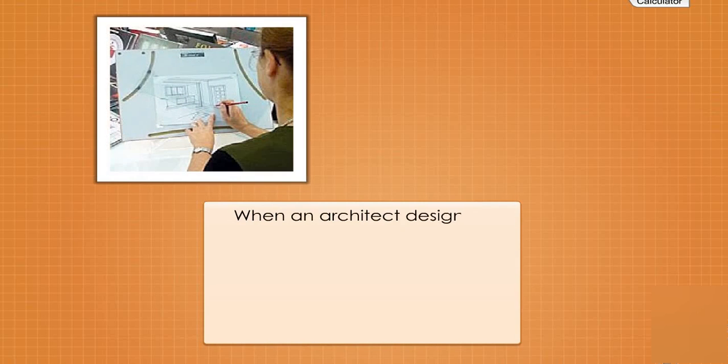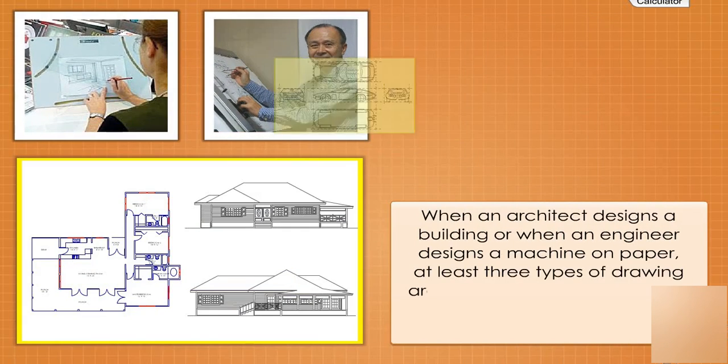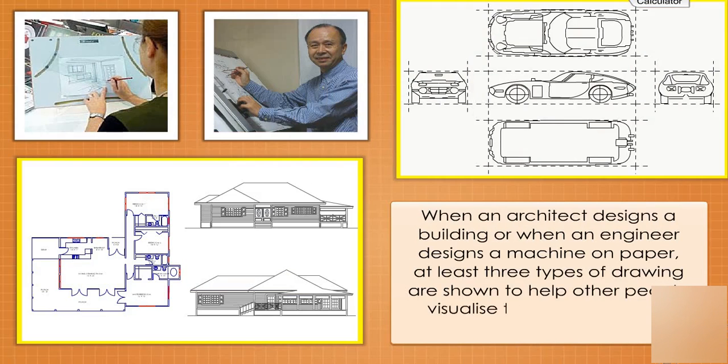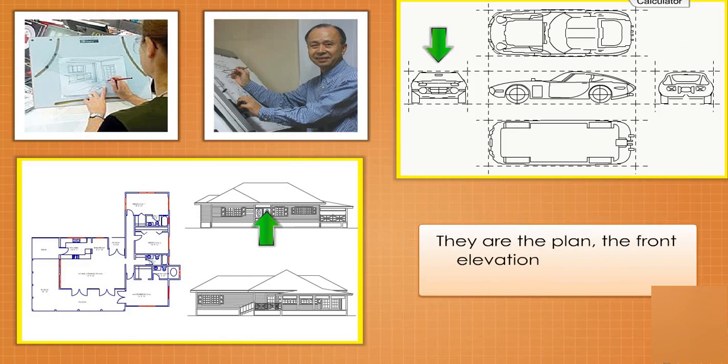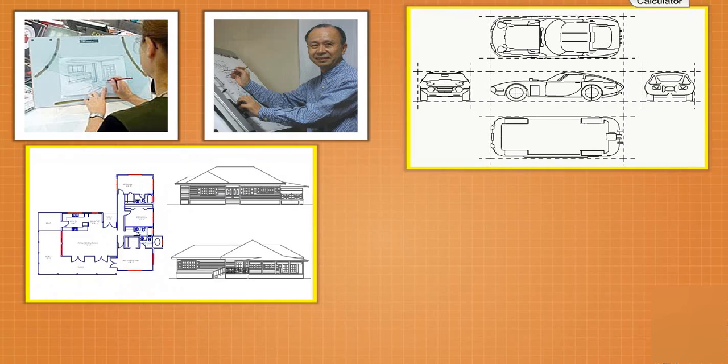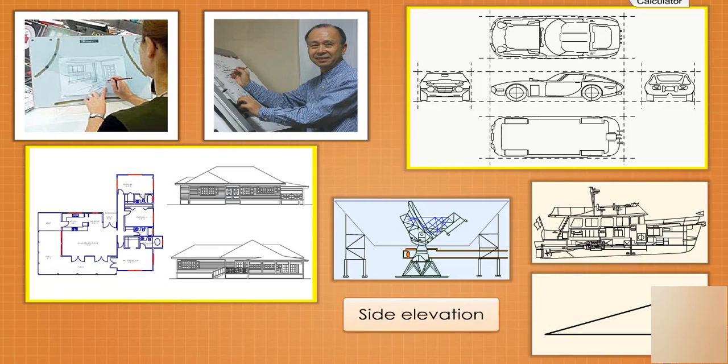When an architect designs a building, or when an engineer designs a machine on paper, at least three types of drawings are shown to help other people visualize the shape of these objects. They are the plan, the front elevation, and the side elevation of the objects. These are examples of the side elevation of several objects.